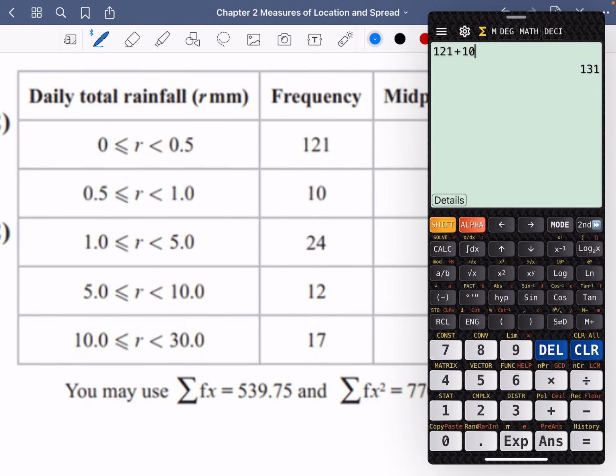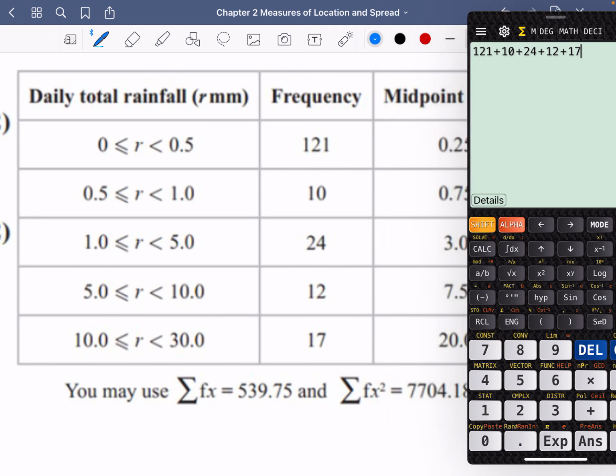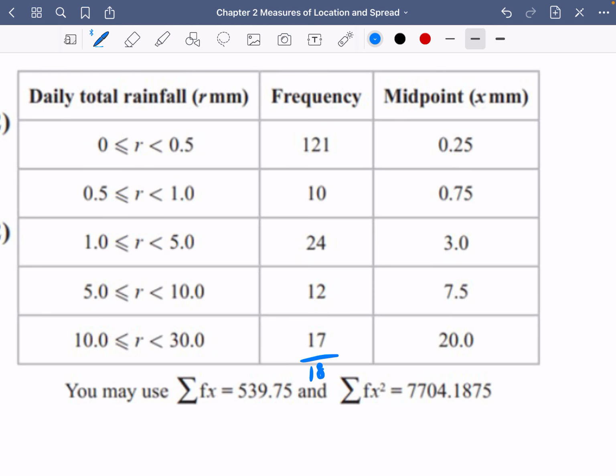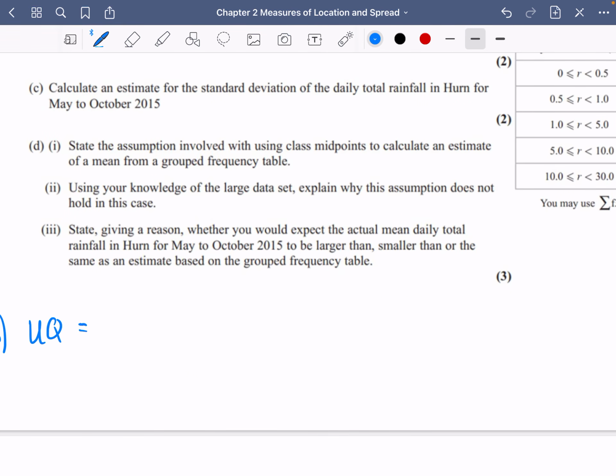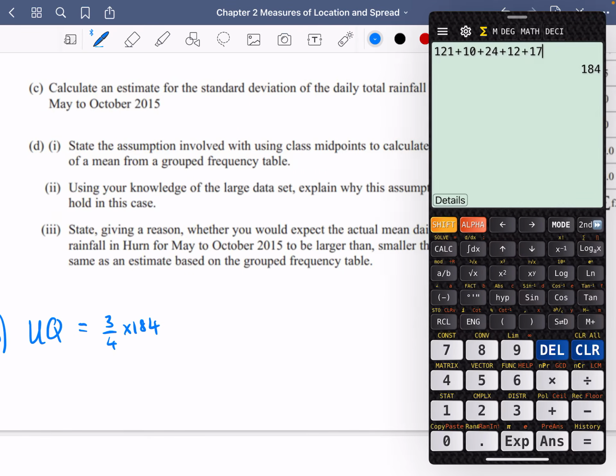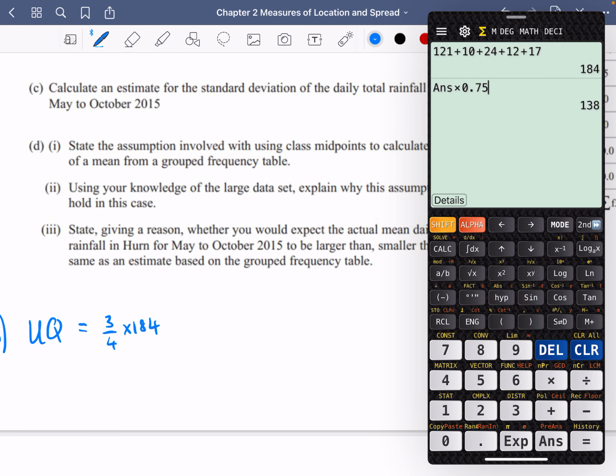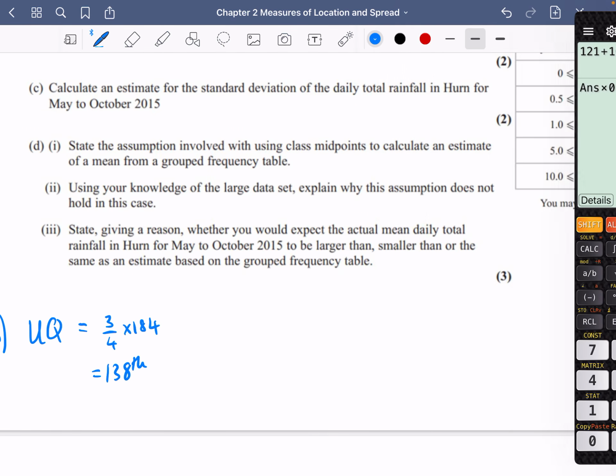So that's 121, 10, 24, 12, and 17. So that is 184. Just double checking I've got those all typed in right. So there's in total 184 here. So for the upper quartile, we're going to do 3/4 of 184. So I'm just going to multiply that by 0.75. So it's going to be the 138th term.